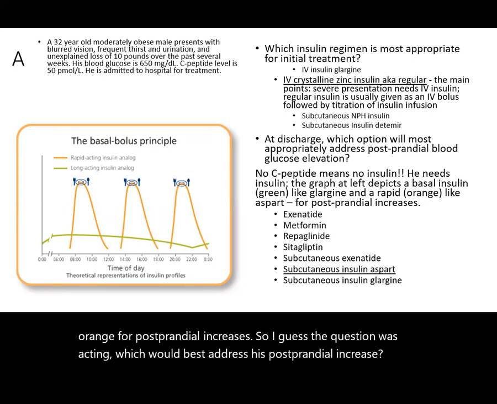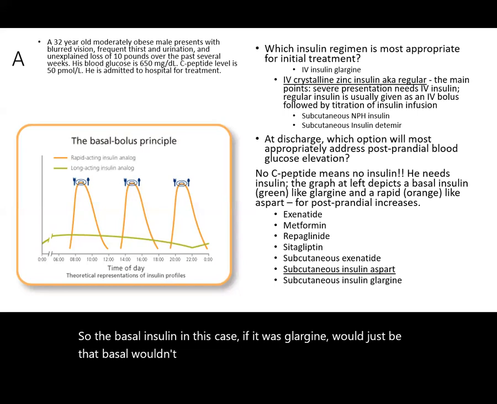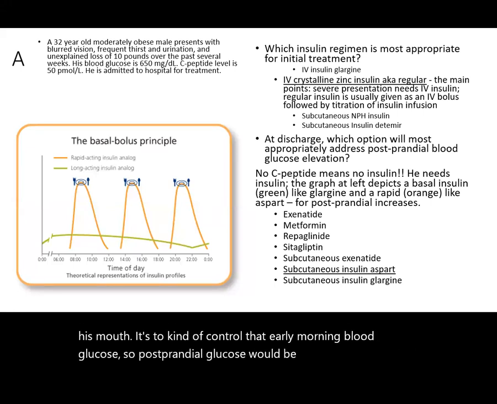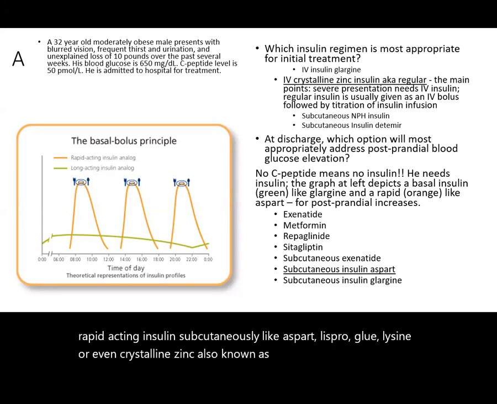So the basal insulin, in this case glargine, would just be that basal. It wouldn't really be impacting the carbs he's putting in his mouth. It's to kind of control that early morning blood glucose. So postprandial glucose would be best controlled with a rapid-acting insulin subcutaneously, like aspart, lispro, glulisine, or even crystalline zinc, also known as regular. Sorry if I said that confusingly.